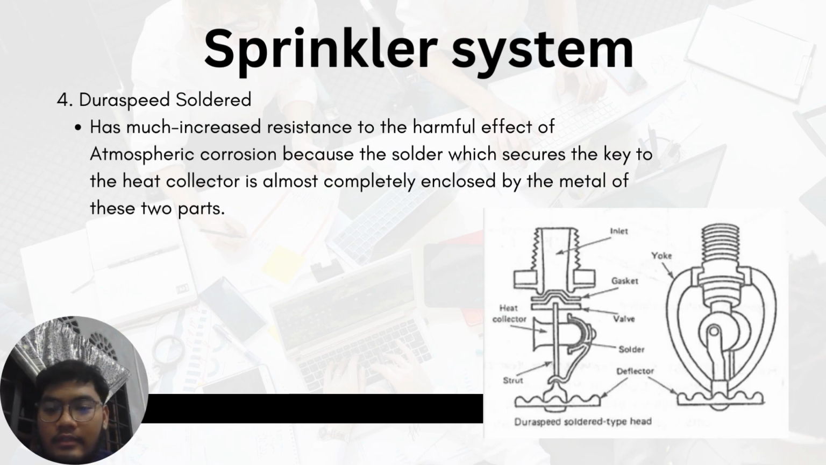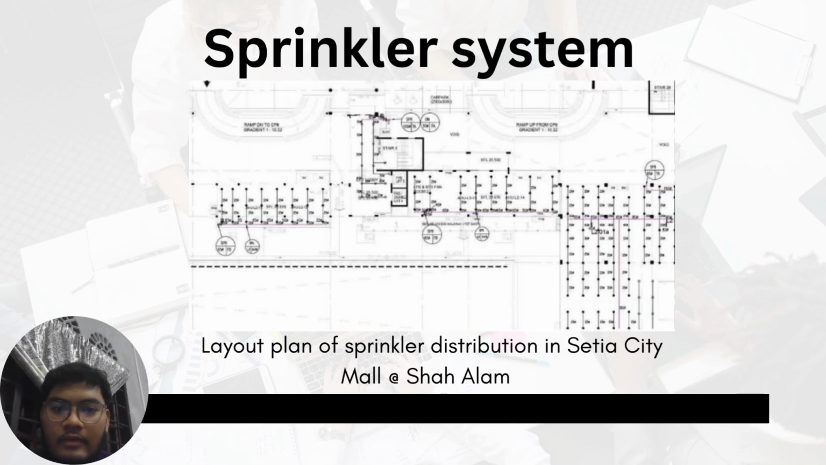And the last sprinkler type will be DuraSpeed solder. It has much increased resistance to the harmful effect of atmospheric corrosion because the solder, which secures the key to the heat collector, is almost completely enclosed by the metal of these two parts. So you can see here, the sprinkler system is widely used in City Mall, Shah Alam. You can see every premises has its own sprinkler system.